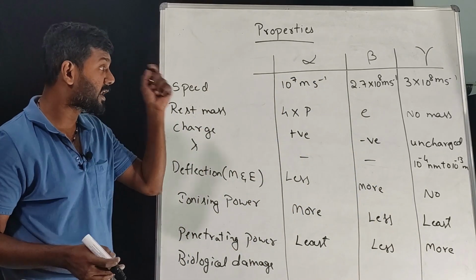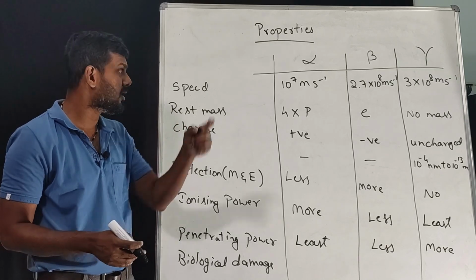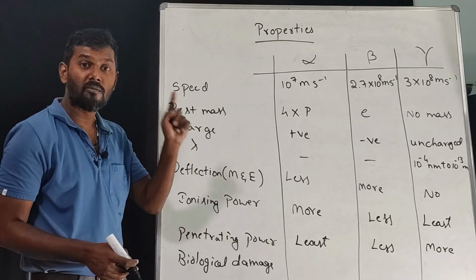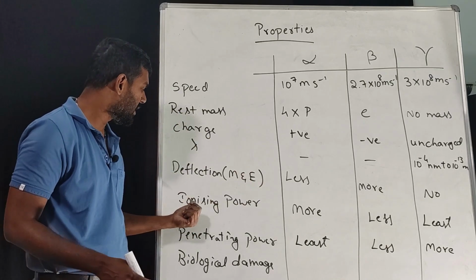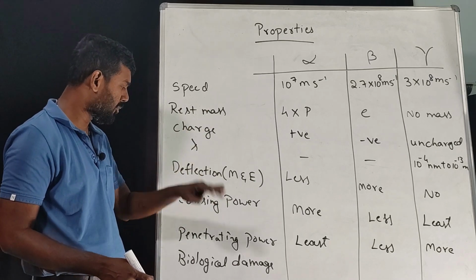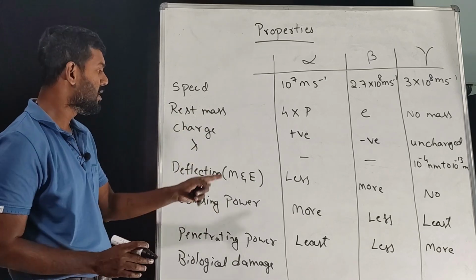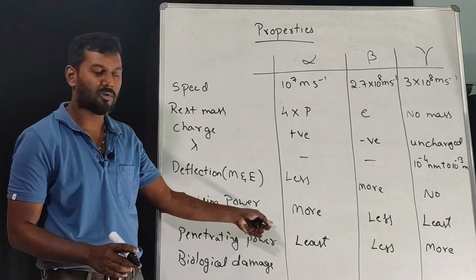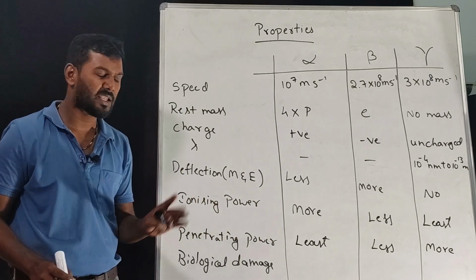Which radiation has more penetrating power? That is nothing but gamma. Which has the least? Alpha. The ionizing power of alpha is opposite to its penetrating power. So ionizing power is more in alpha, and penetrating power is least in alpha.